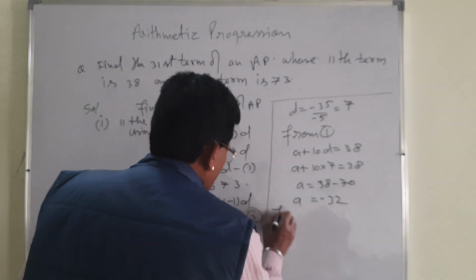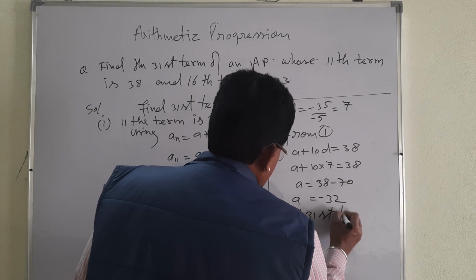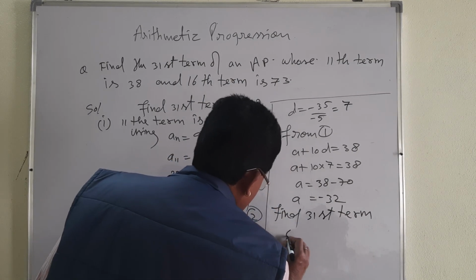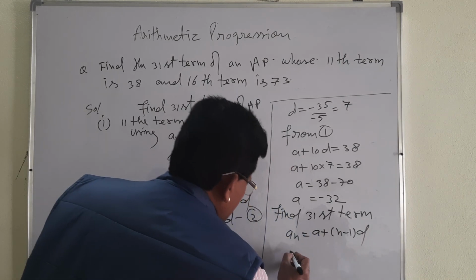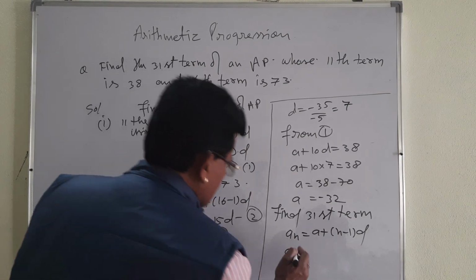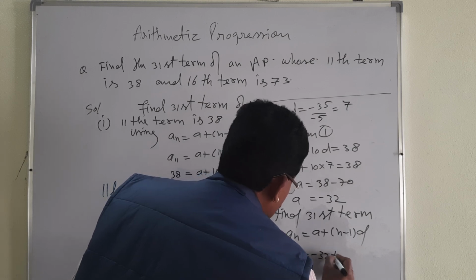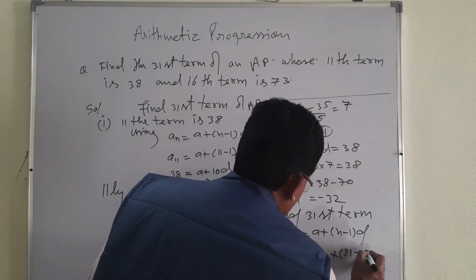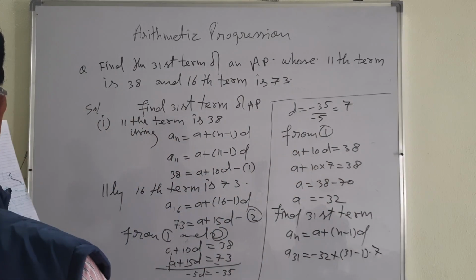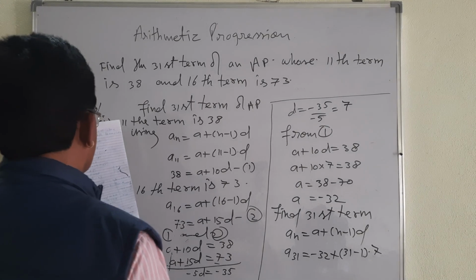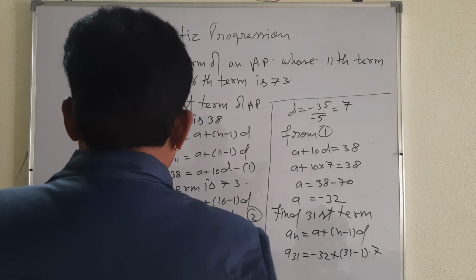But you will have to find out the 31st term. Similar kind of thing, you use a_n is equal to A plus (n minus 1)D. In place of n you write 31. A is equal to minus 32, and here you will write 31 minus 1, and D is 7. You must know what the 31st term will be.